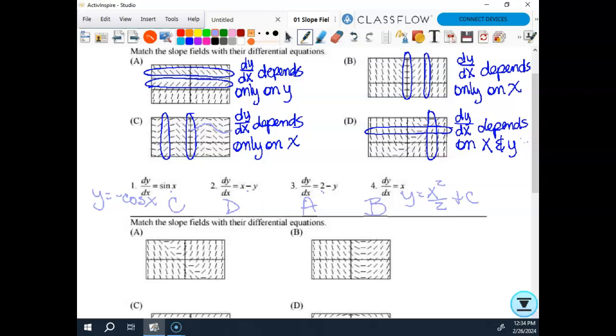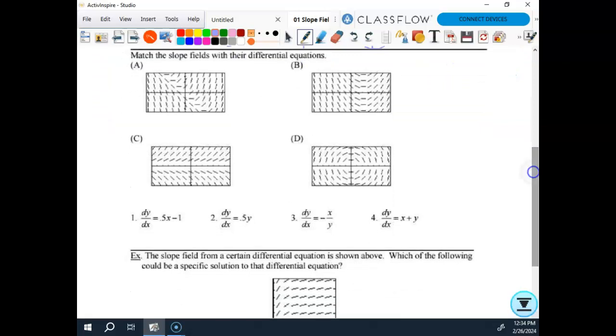All right, so now I want you to look at the next set. I'll give you a few minutes to talk through these and match these up.